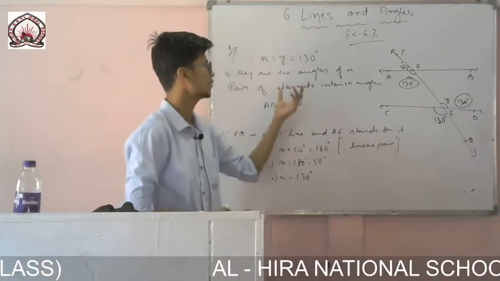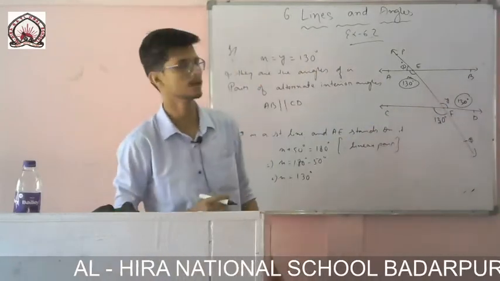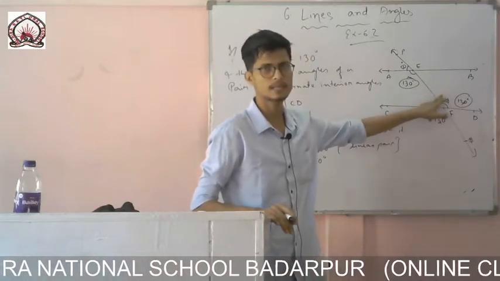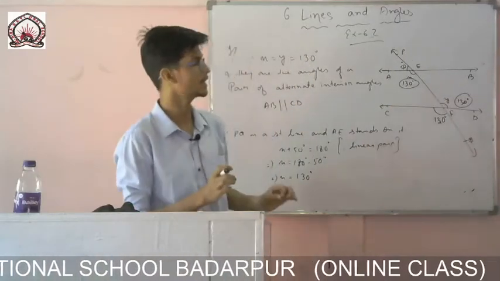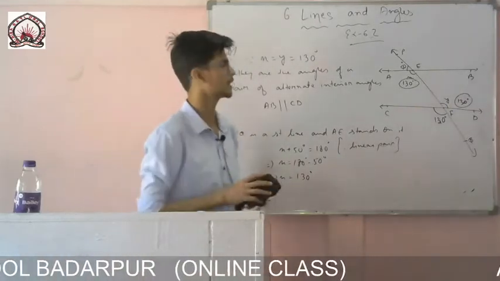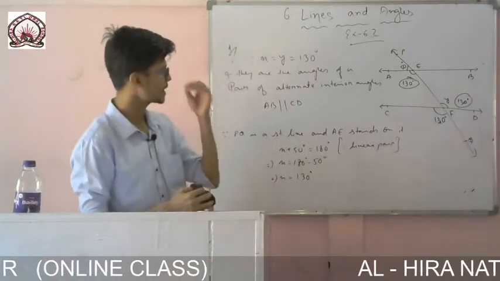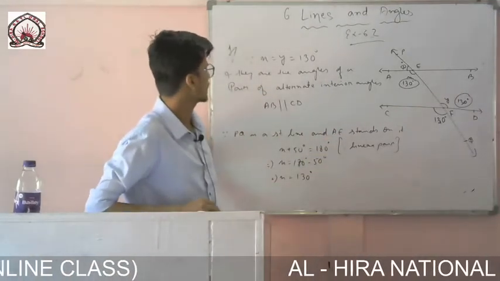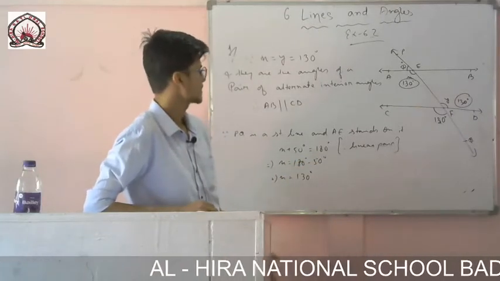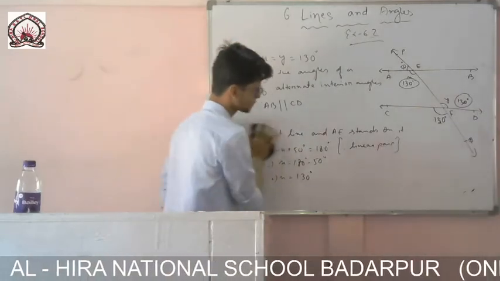So simple thing, what I have written, that x is equal to y, and it is possible if and only if they are parallel. x will be equal to y, that means they are alternate angles, and alternate angles are equal only in case of parallel lines. So from that I have written, since x is equal to y is equal to 130 and they are the angles of a pair of alternate interior angles, same thing. So I can write therefore AB is parallel to CD.